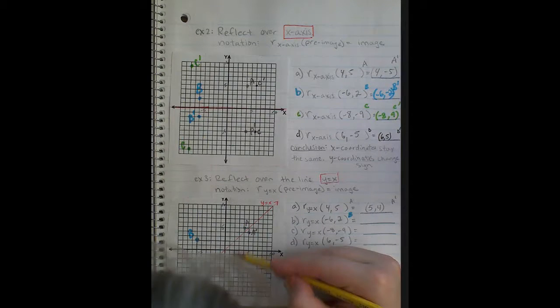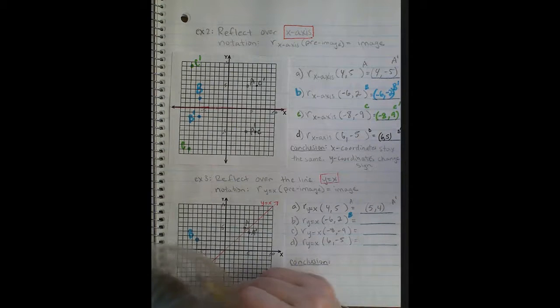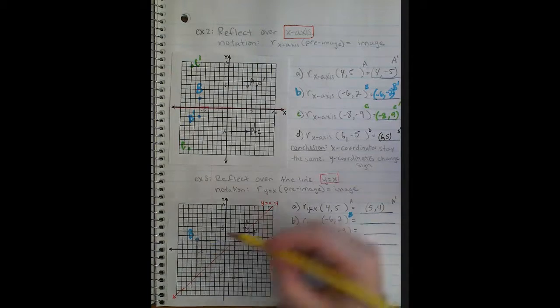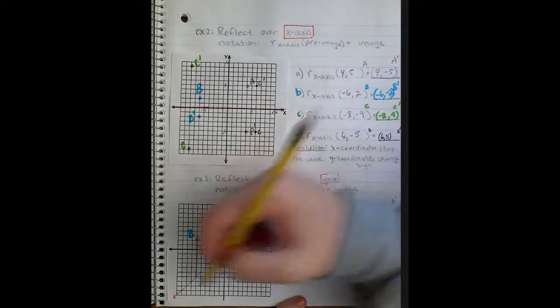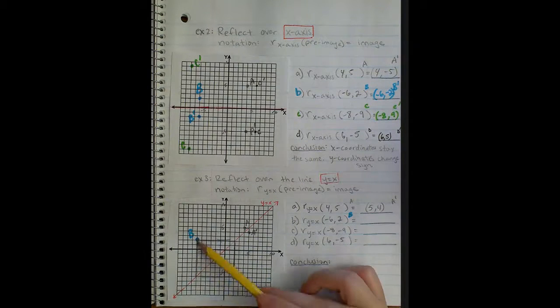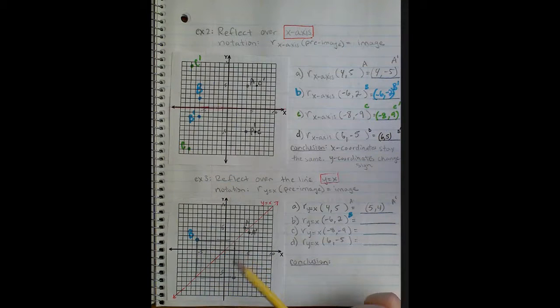And then fill in your box on the other side. B prime is going to be right here. Sorry, it's kind of a light box, can't really see it. So what I'm doing with this box method is I'm drawing a vertical and a horizontal line connecting my pre-image to the line of reflection.